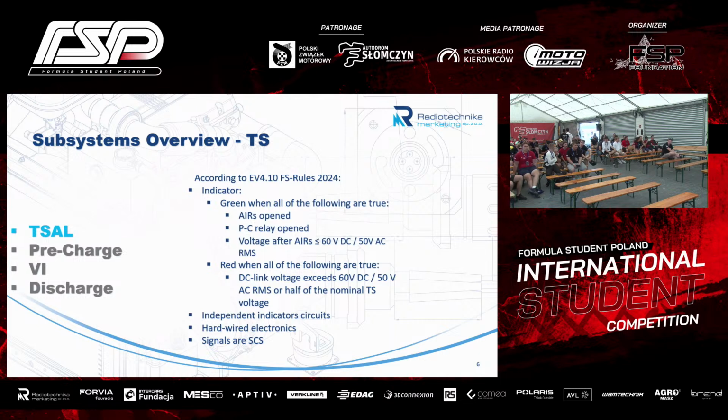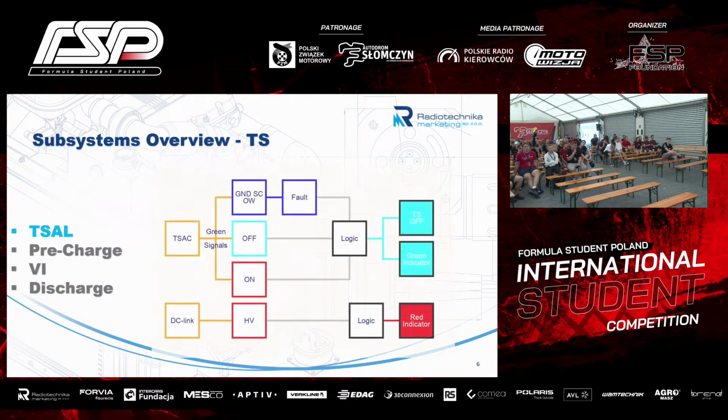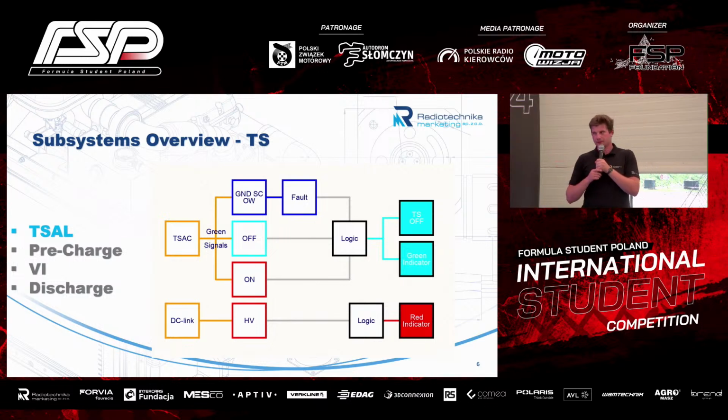Also the red indicator just measures the DC link voltage. Then we are driving both indicators accordingly, but they are independent systems. Also, it's very important to mention that they are hardwired electronics and all signals are SCSs. So yeah, going to the diagram. Here is, for example, one implementation of it where we are monitoring signals and we are also checking for faults. And we're driving logic according to the signals. And independently, we have the driver which drives the red indicator by monitoring the high voltage part of the car.